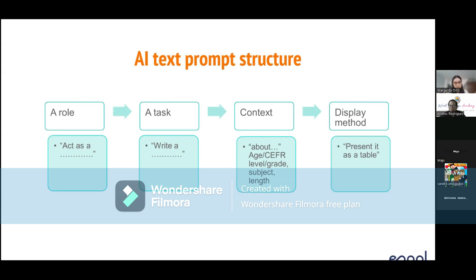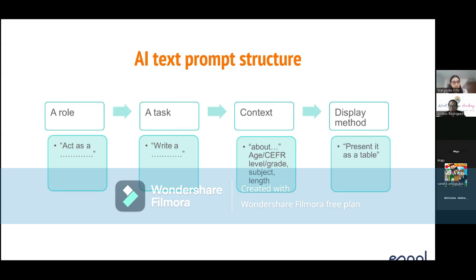You can present it as a table. So that's a display method. So you see, you have to know the structure so that you can write the correct information, and then you can receive an accurate response, okay?